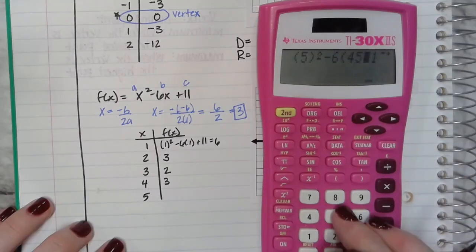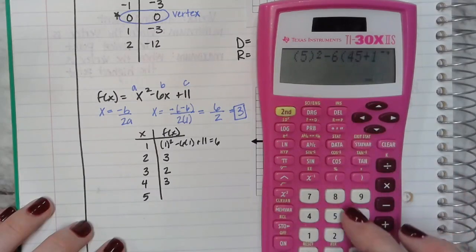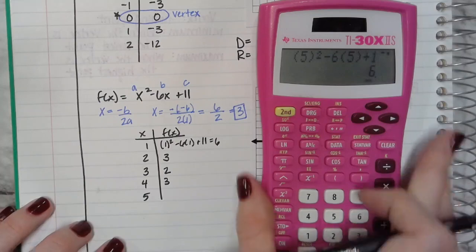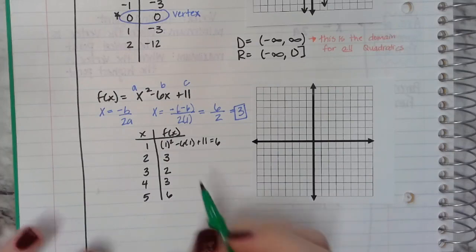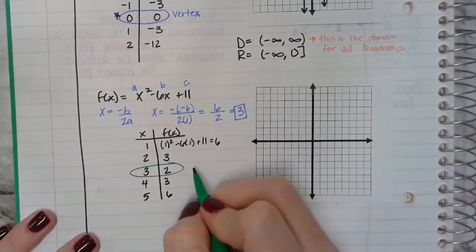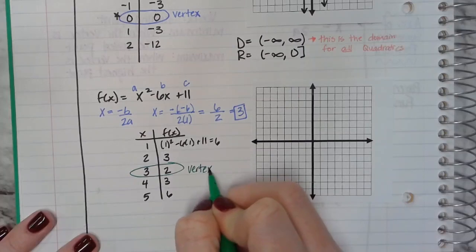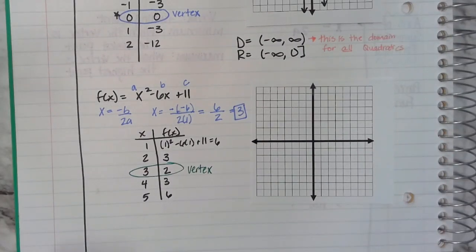We should get a 6. And we get a 6. Okay. Now remembering that this value right here was the vertex, that's our turning point. So we're going to plot all these ordered pairs now.